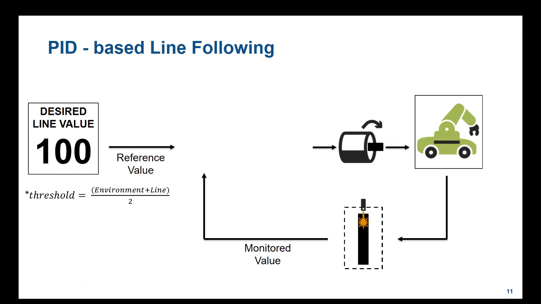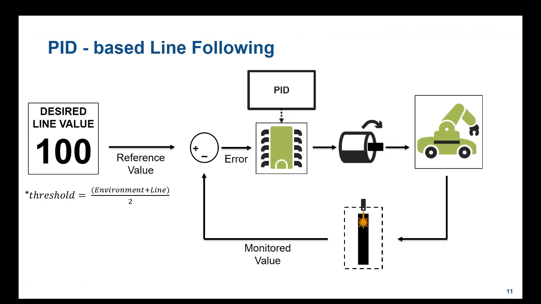And if you recall, this value is the average of the environment and the line values. Using these two values, we can calculate an error. This error can be fed into the PID controller. Note that the controller outputs the angular velocity omega based on the input error. The linear velocity v is still a constant value. This means the controller will only control the turning rate of the robot, assuming a constant linear velocity.